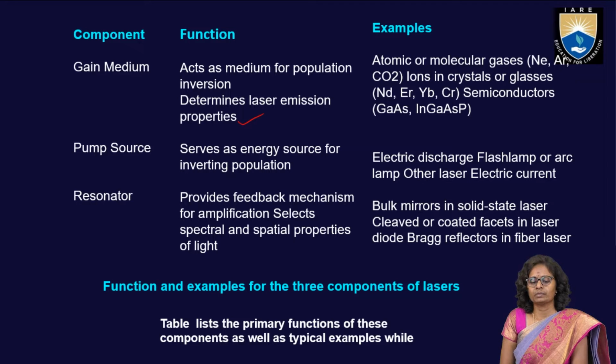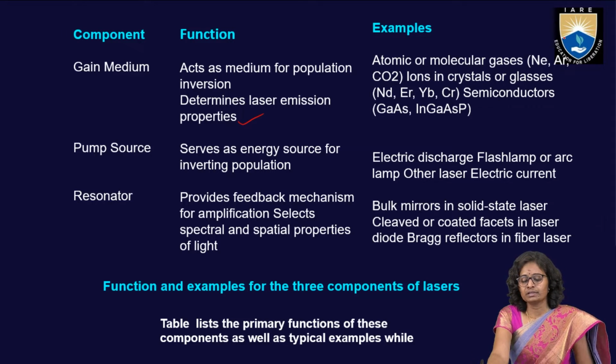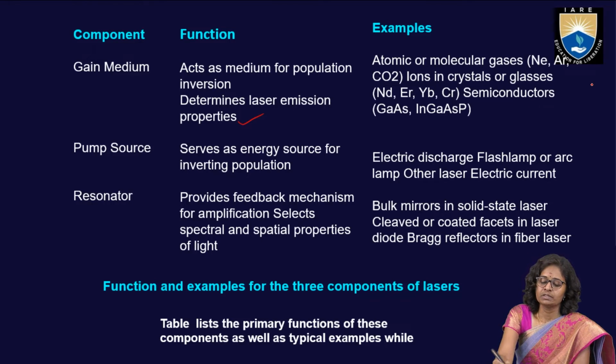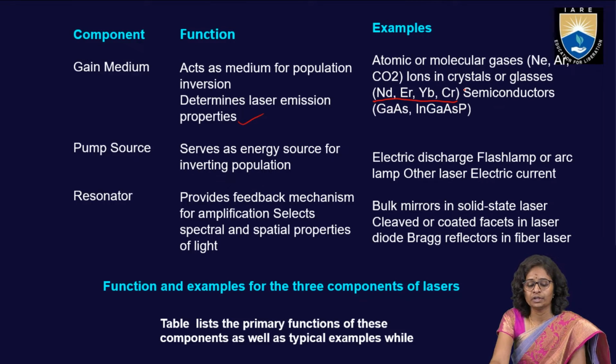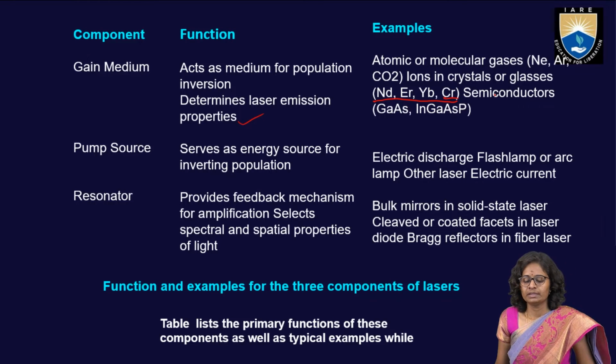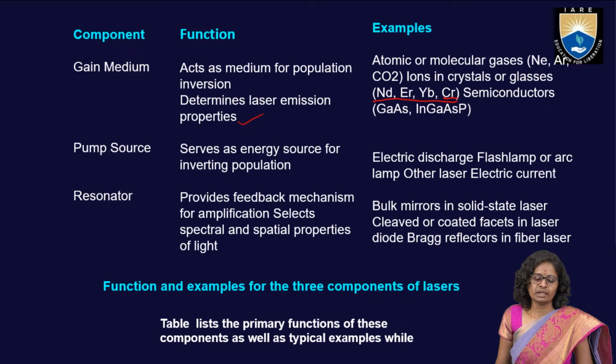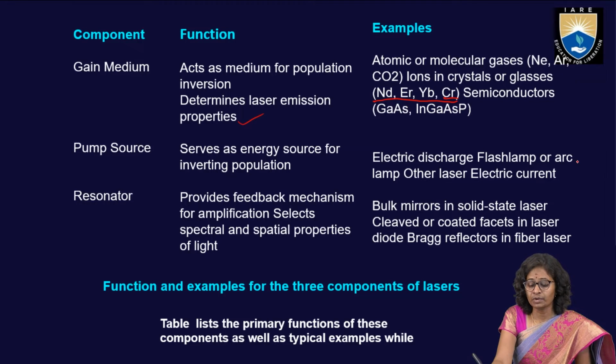Examples for this gain medium are atomic or molecular gases such as neon, argon and carbon dioxide; ions in crystals or glasses. Ions means lanthanide ions, for example, neodymium, yttrium, terbium, and transition metals like chromium; and semiconductors such as gallium arsenide, indium gallium arsenide phosphide. Pump sources serve as an energy source for inverting population. It may be electrical discharge, flash lamp or arc lamp, other laser, or electric current.